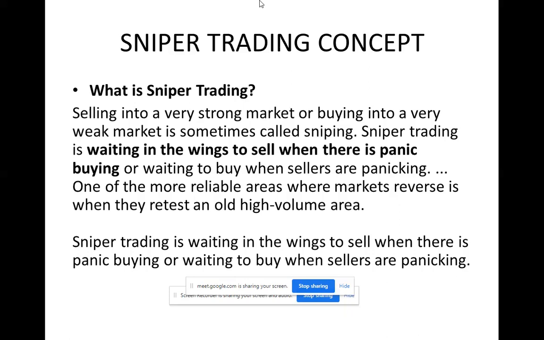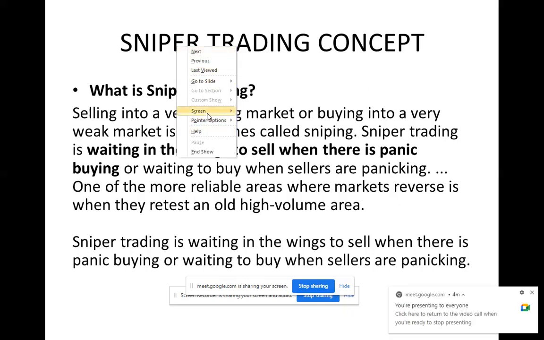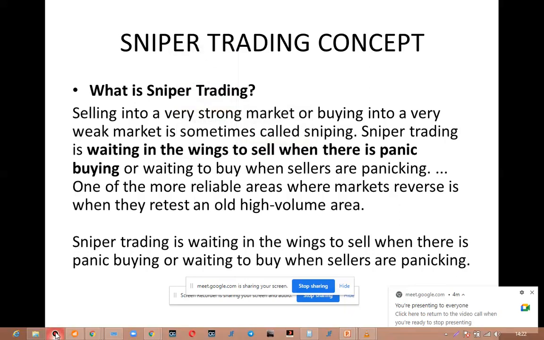One of the more reliable areas where the market reverses is where they retest and hold a high volume area. When they retest and hold a high volume area, something like this. Give me some minutes, let me bring out my drawing tool.